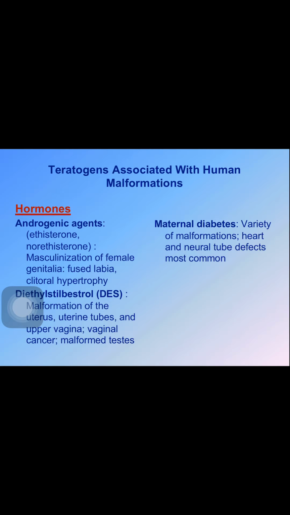Hormones, androgenic agents like testosterone, norethisterone, they cause masculinization of the female genitalia, that is the fused labia, clitoral hypertrophy. Diethylstilbestrol: malformation of the uterus, uterine tubes, upper vagina, vaginal cancer, malformed testes. Maternal diabetes: heart defects and neural tube defects.